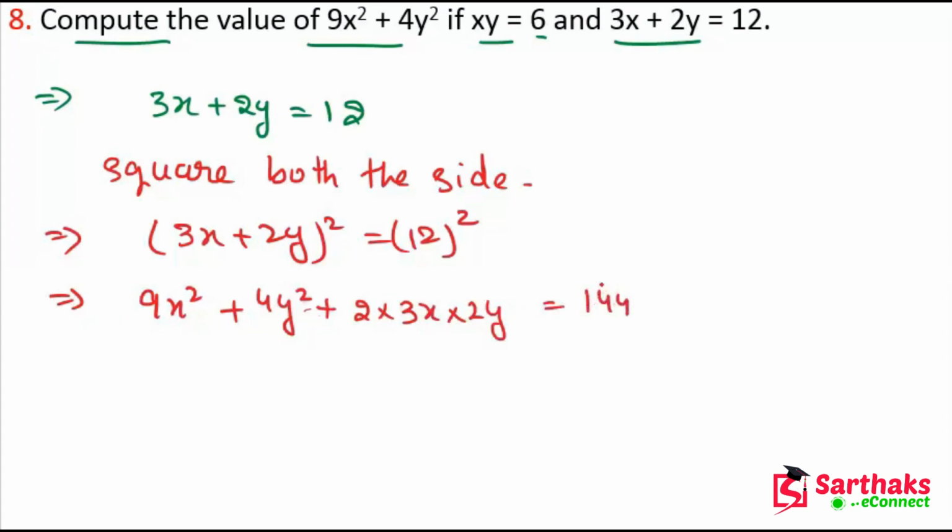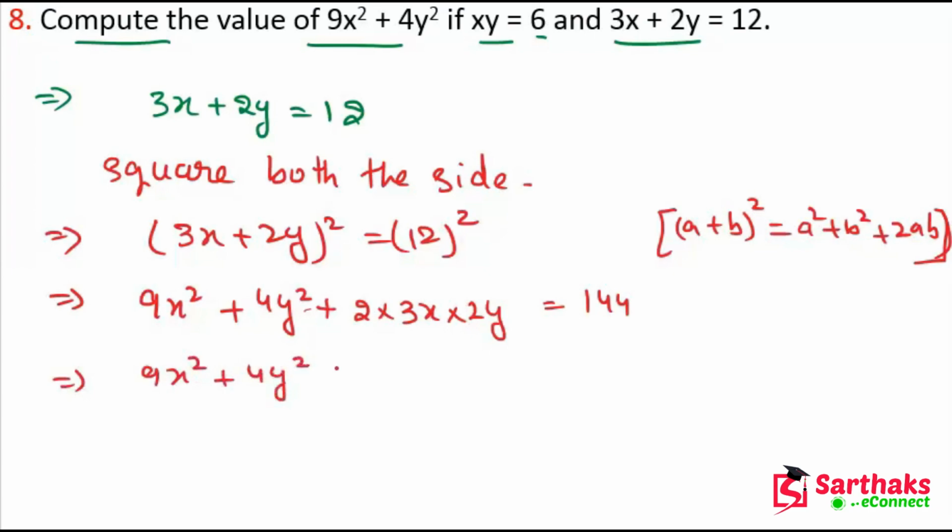So we are expanding this formula like this. We have a plus b whole square, which is equal to a square plus b square plus 2ab. So now, my dear friends, here is 9x square plus 4y square plus 2 into 3 is 6, and 6 into 2 is 12, so this is 12xy, which is equal to 144.